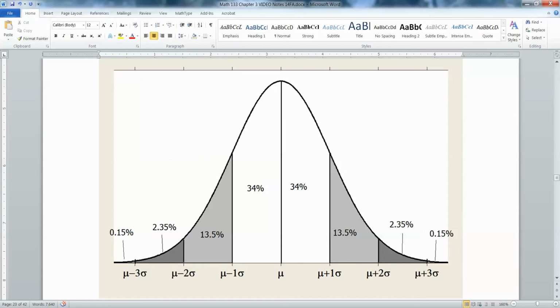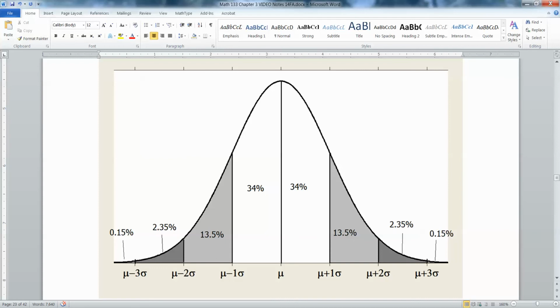Okay, so then if this is 68%, then this is 34% and 34% because it's perfectly symmetric. So half of the 68 is on the right and half of the 68 is on the left. Together, those two, that white section in the middle is 68%.